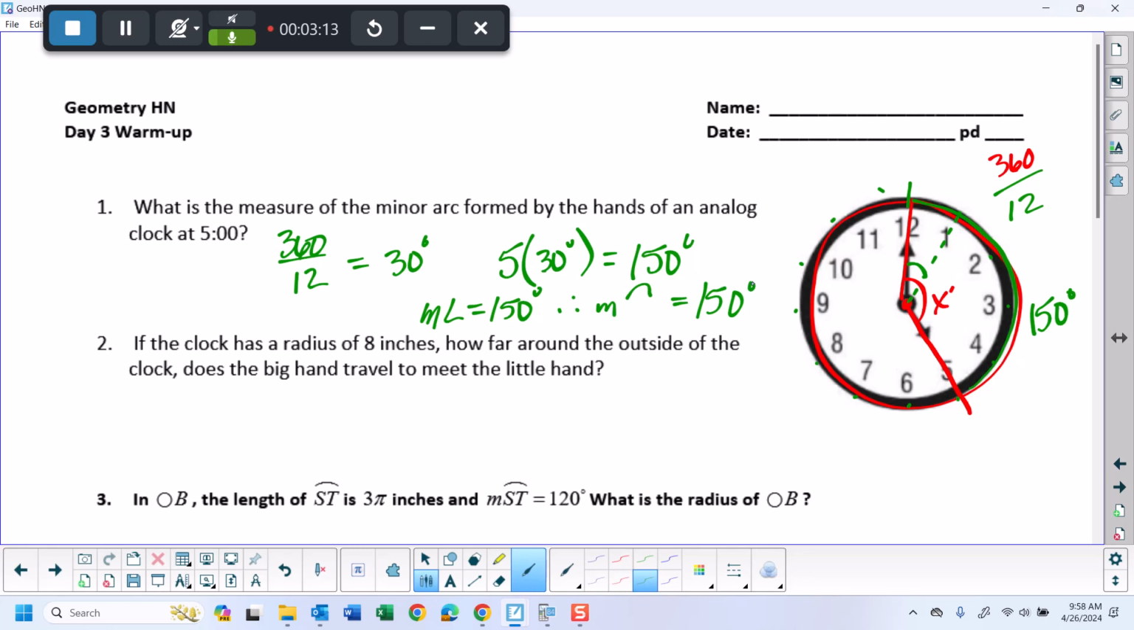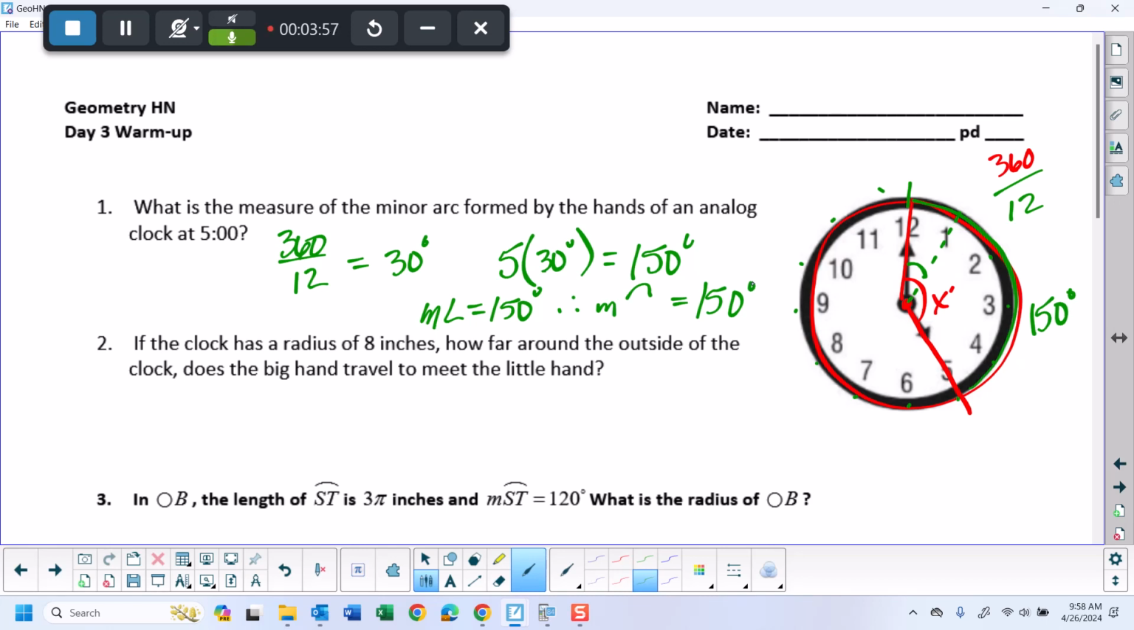Now I know how big my clock is. My clock has a radius of 8 inches. It's about that wide. So it looks like it is my clock. That looks like it could be a radius of about 8 inches. So, okay, the clock has a radius of 8 inches. How far around the outside of the clock does the big hand travel to meet the little hand? Now, we're going to make this problem simpler because we're going to say our little hand isn't moving. Because you know that as this big hand moves, this little hand does shift. But we're not going to talk about that. So that's a system of equations. It's a super cool calculus problem, but we're not going to go there today.